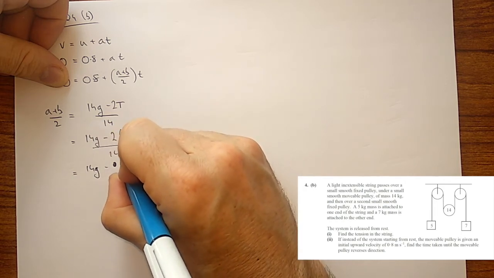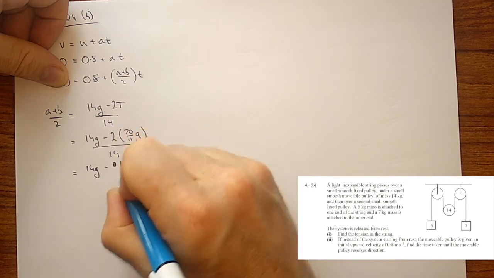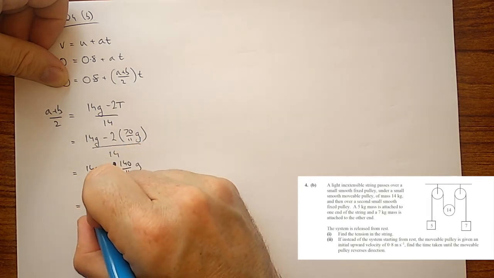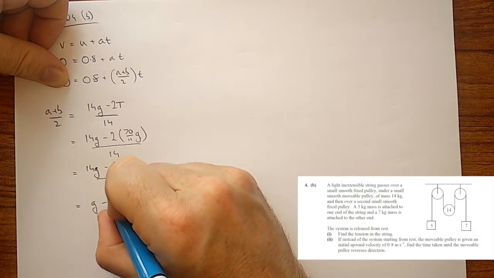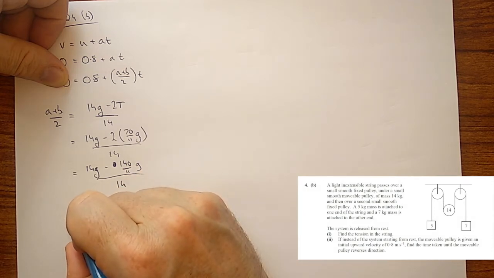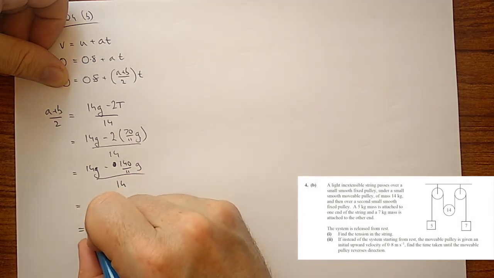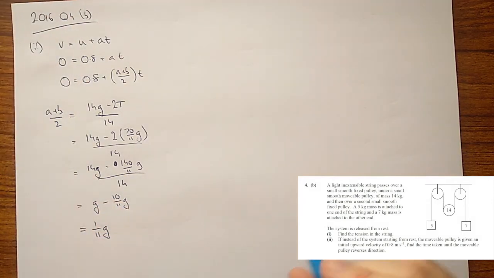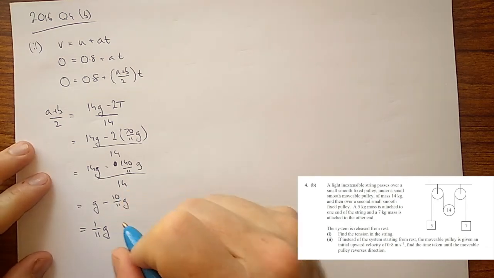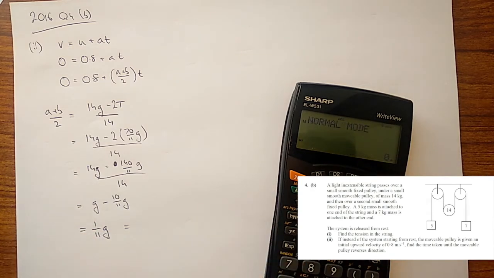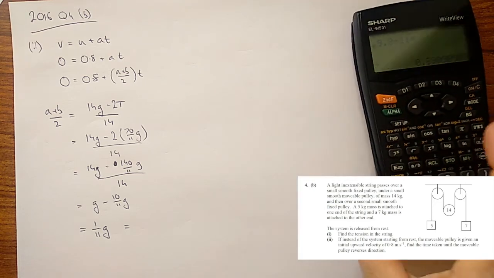I can see this is going to come out fairly nicely. 140 over 11 g over 14. Divide everything by 14. This gets a little bit prettier. G minus 10 over 11g. And that is going to equal 1 over 11g. All right, that's our acceleration. That equals, pop this into numbers here now, 9.8 divided by 11, 0.89.